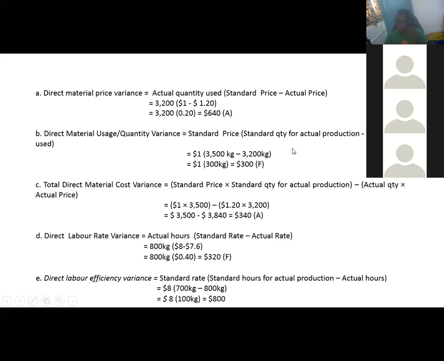Do not forget the clue I gave to you guys the other time. Here the focus is on what? Material usage, or quantity variance. So what ought to be in bracket has to do with what? Quantity. And we are talking about variance, and that is the difference between standard and what? Actual. So standard quantity for actual production and then actual quantity used will be in bracket.